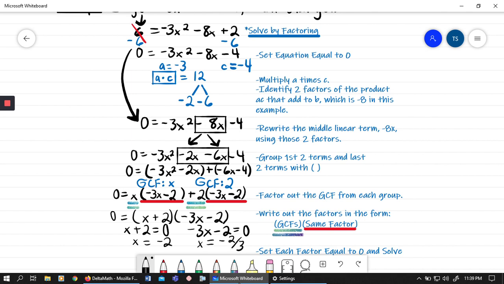So these are our 2 answers here. Yes, there are 2 answers because we did a quadratic equation, and we know that when we're dealing with quadratics, a lot of times there are 2 answers.